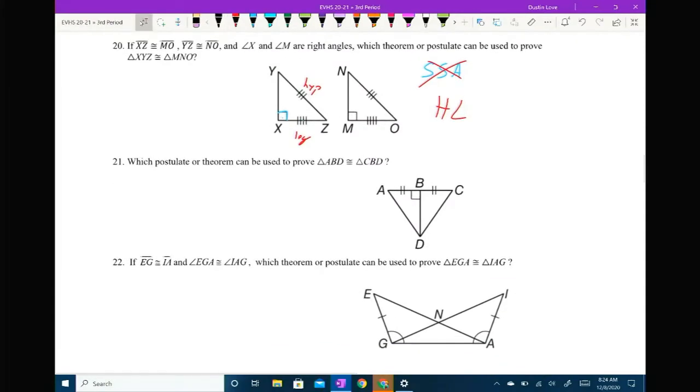Which postulate or theorem can be used to prove that ABD is congruent to CBD? Well, as I'm looking at this, I've only got an angle and a side, but I know BD has to be congruent to itself. So in my left-hand triangle, now I've got two sides and an angle, and that's the included angle. So that is going to be side, angle, side.